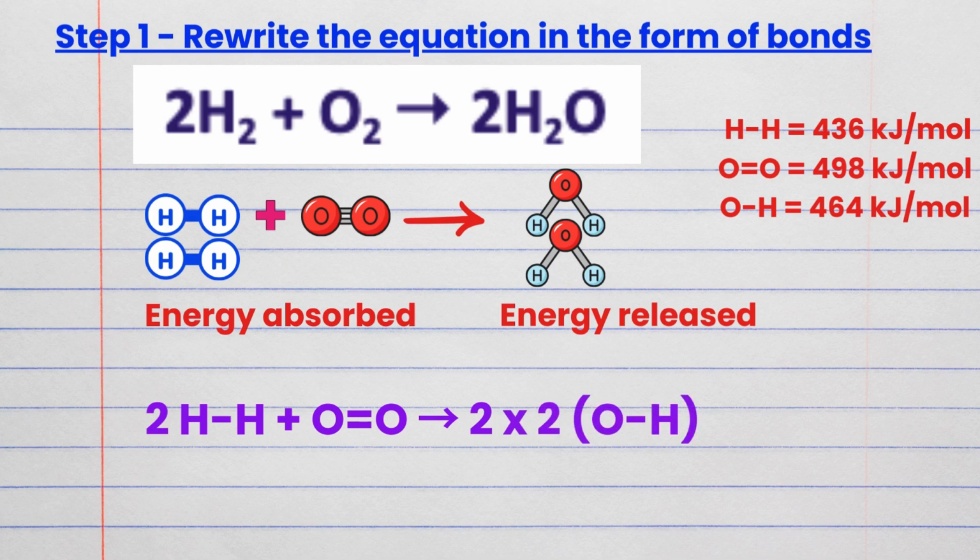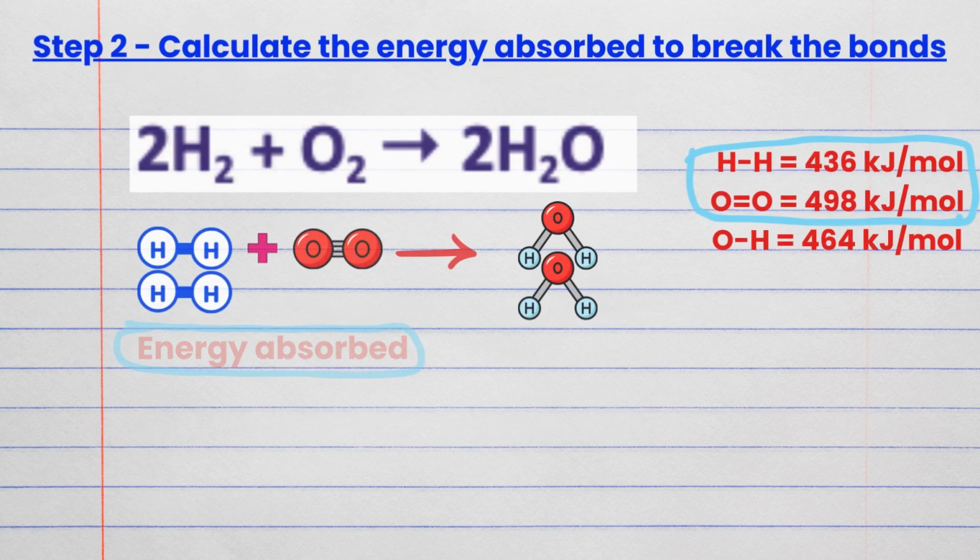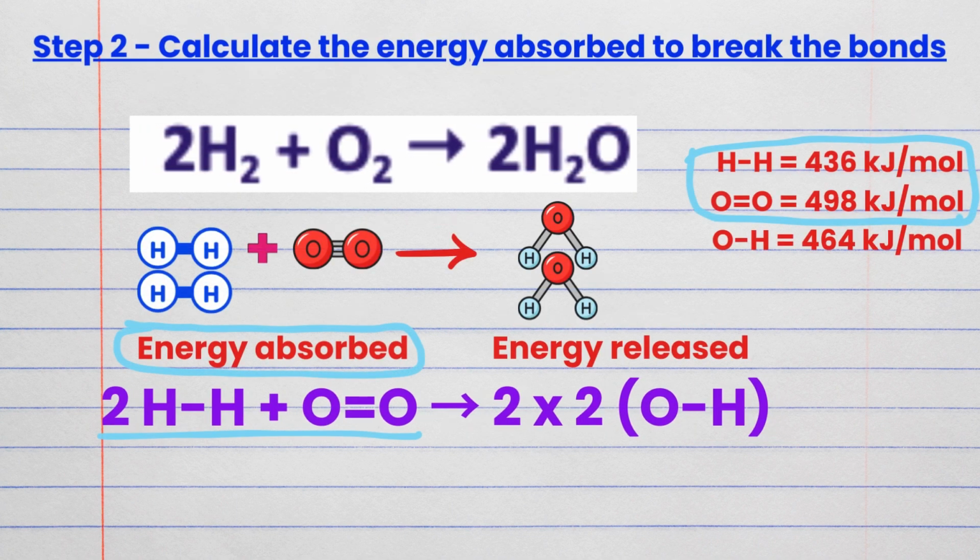So 2H2 plus O2 gives 2H2O can be written as 2 hydrogen single bond hydrogen plus O double bond O gives 2 times 2 O single bond hydrogen, because there are 4 OH bonds in the 2 water molecules. Step 2, calculate the energy absorbed to break the bonds.